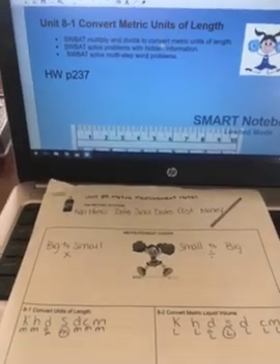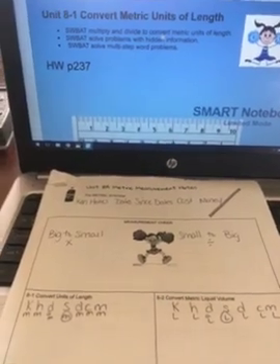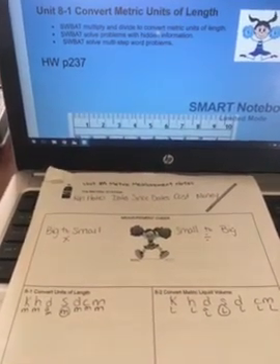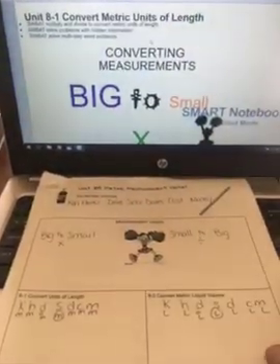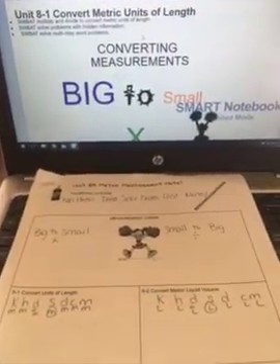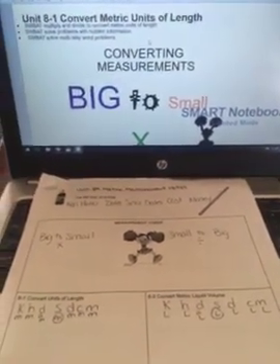Okay, this is going to be a short review of what we did on Friday. We're on Unit 8, Lesson 1, which is converting metric units of length. One of the things that we learned on Friday was big to small is multiply, and we did that here. Big to small, you multiply.